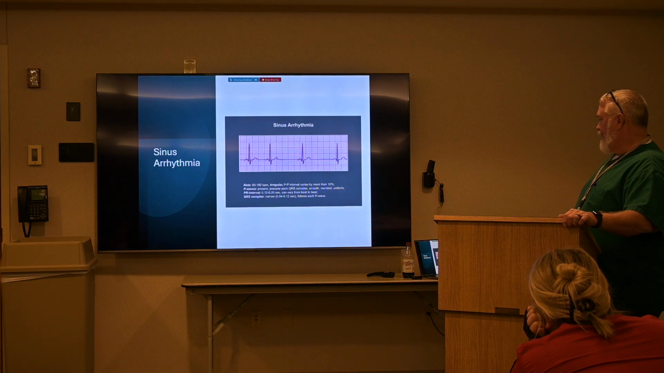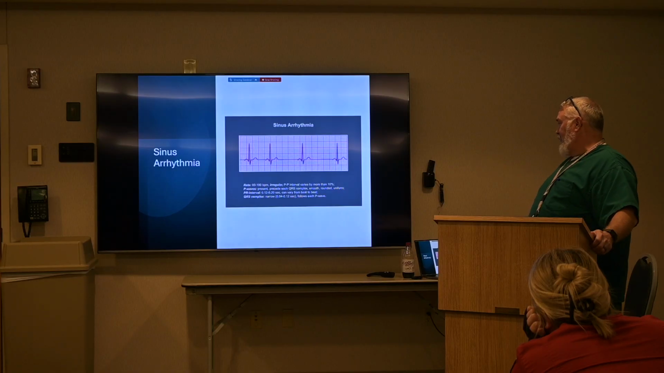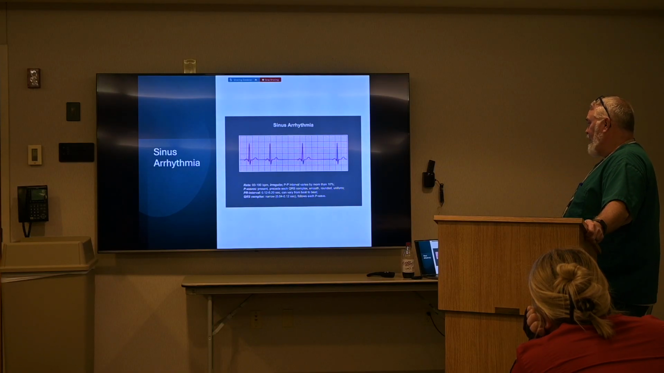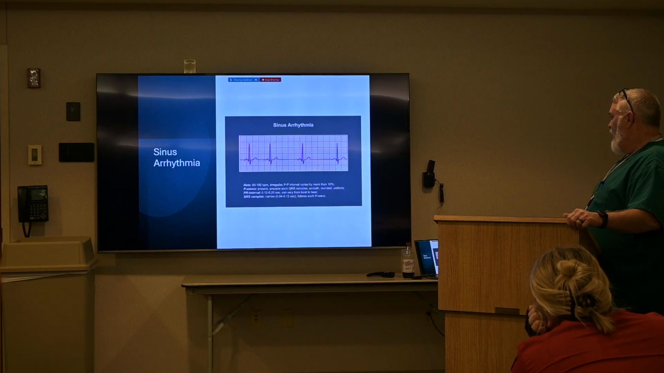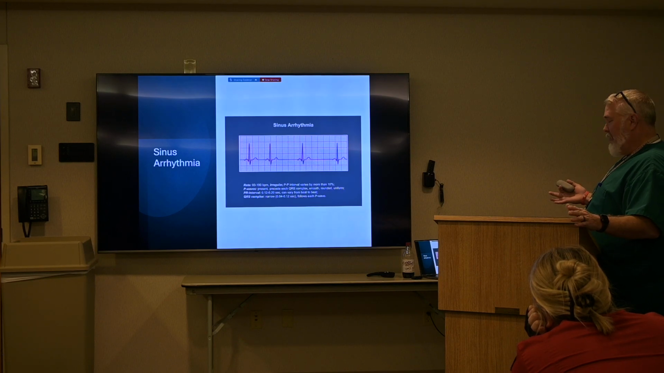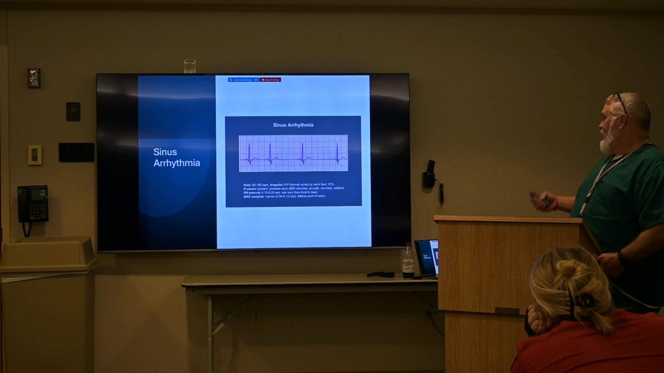So, sinus arrhythmia. Rate is typically normal, 60 to 100. It's an irregular rhythm. Your P to P intervals are variable by more than 10%. P waves are typically present, and they usually precede each QRS complex, and they're usually rounded and uniform. Your PR intervals typically are normal, your QRSs are normal, and there's always a T wave that follows each QRS.